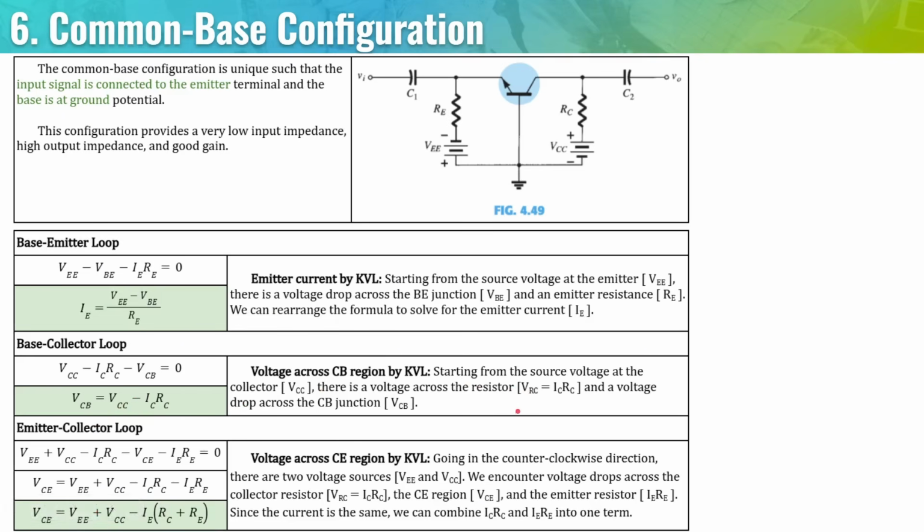Last for this slide, we have the voltage across the CE region by KVL. The CE region is this one, and we're essentially ignoring the middle part for now. We can start from VEE plus VCC minus the drops here, here, and here. So this is our emitter collector loop. The drops are at RC and RE, which have the same current, which is why they are grouped as shown here.